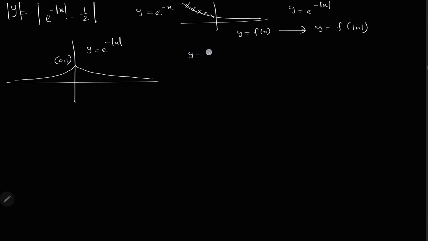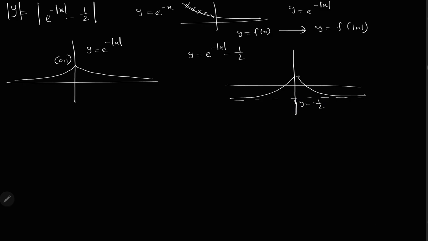Now what to do? Subtract half from the graph. So this graph will be like this. Like this. Okay. What is this point? This will be the line y equals minus half, and this is x equals 0. X is 0 and y is half. Correct? Okay, so we got this.